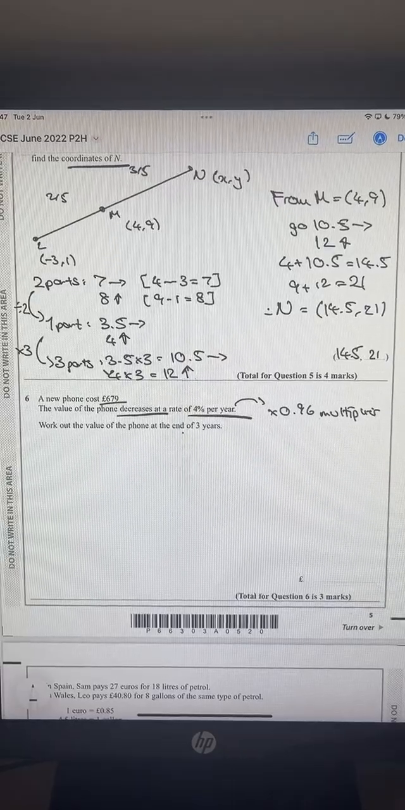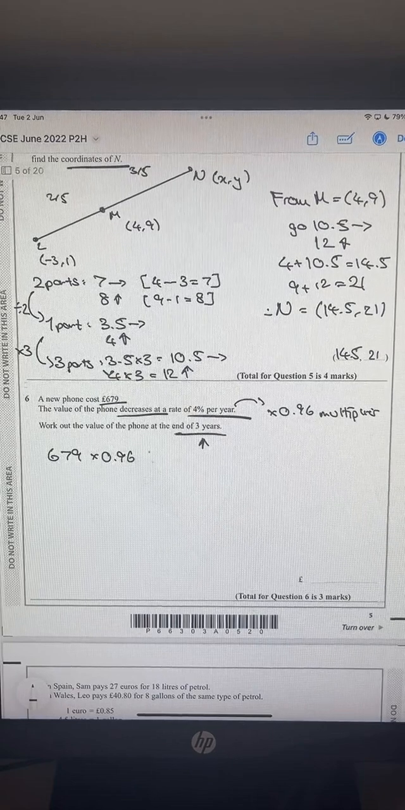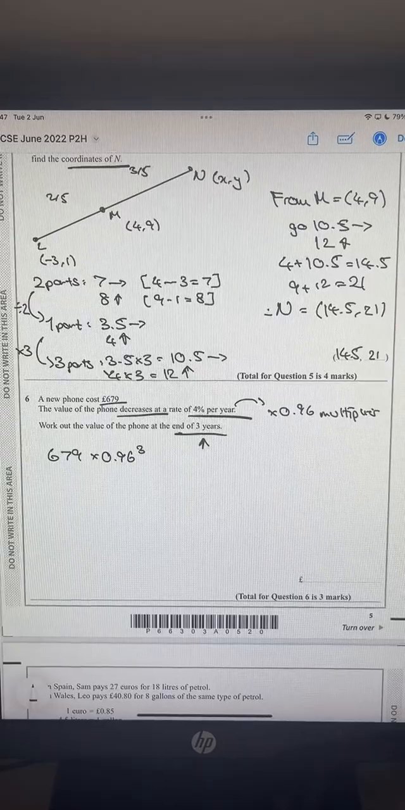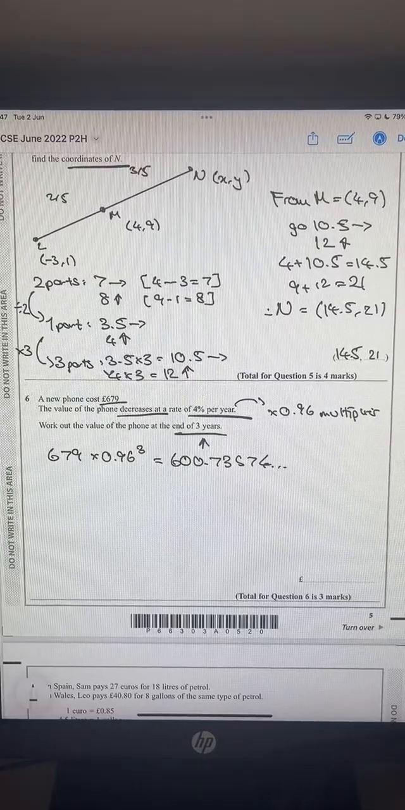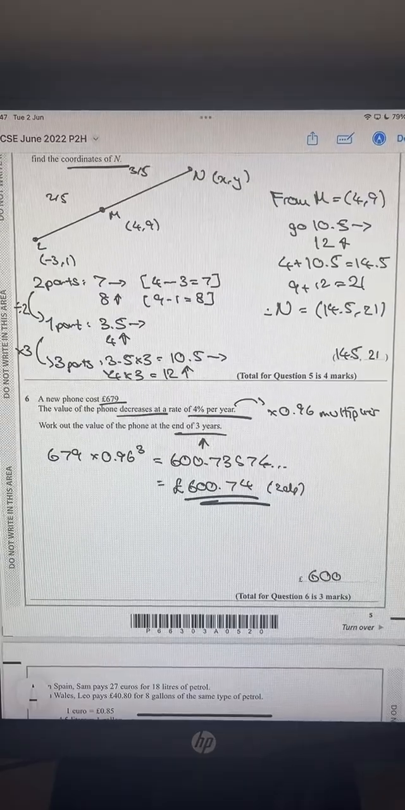Work out the value of the phone at the end of 3 years. So we know it's initially £679. After the first year, it is 0.96 of its original value. So after 3 years, you basically do that times 0.96, times 0.96, times 0.96. So you're just multiplying it by 0.96 cubed, 1 for each year. When you put 679 times 0.96 cubed into your calculator, I get 600.73574 and so on, and because it's money, we have to round to 2 decimal places. That's 600.74 to 2 dp, and that's my answer.